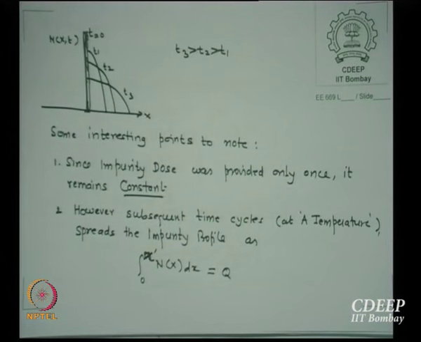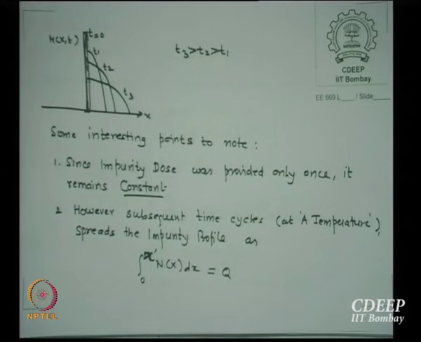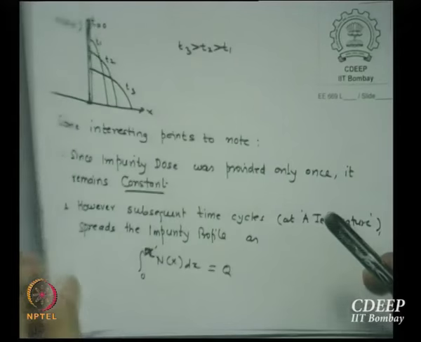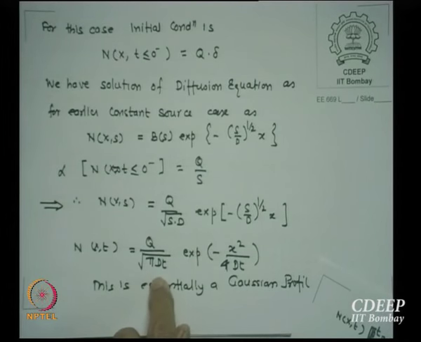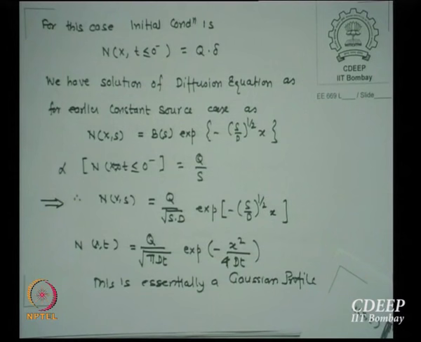Maybe I have a graph to show you both profiles together, so you will learn soon. If I plot N(x,t) versus x, remember the sheet charge is fixed. If I start giving a heating cycle at a given temperature, T1, T2, T3, T1 is the smallest. Initially some impurities will diffuse, and they will follow the Gaussian profile, where for T1 in that formula which I wrote, Q upon root pi D1 t1, exponential minus x square upon 4 D1 t1. So this is the profile I get.